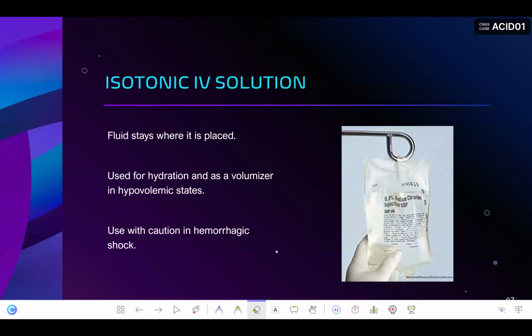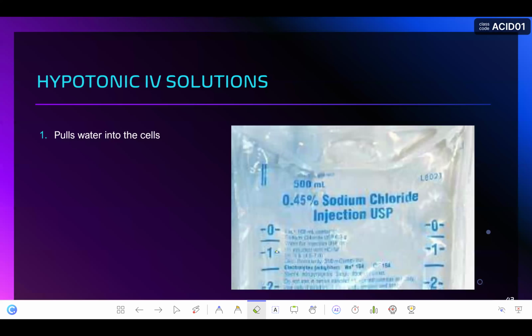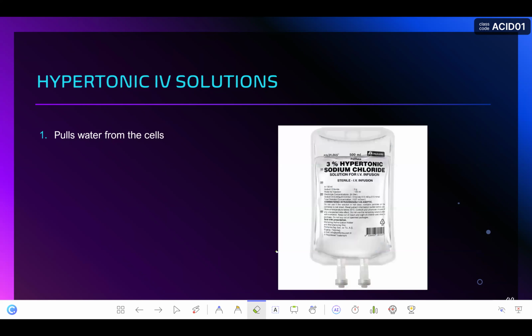So in an isotonic, again, fluid stays where it's put. It's used in hydration as a volumizer in hypovolemic states. So hypotonic solutions pull water into cells. Hypertonic pulls water from the cells. So this one goes in, this one goes out.